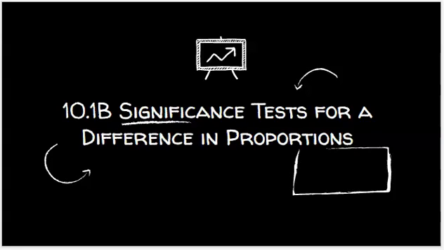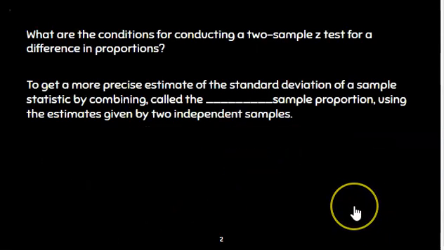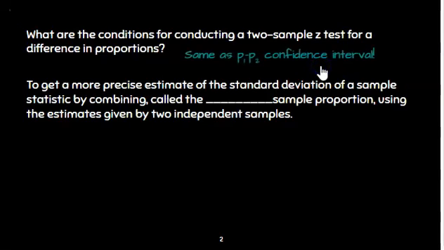In 10.1b, we're going to look at significance tests for a difference in proportion. All right, so what are the conditions for constructing or conducting a two-sample z-test for the difference in proportions? Well, the good news is they're the same conditions we used when we did the confidence intervals for P1 minus P2. Nothing's changed there.